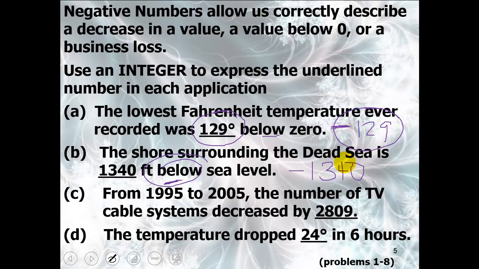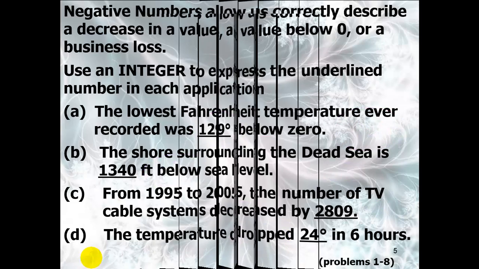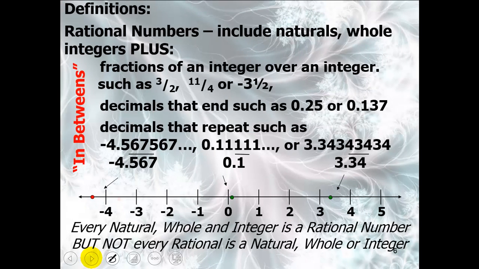All right, welcome back. From 1995 to 2005, the number of TV cable systems decreased by 2,809. Decreased by, that's a negative number, 2,809. Example D, the temperature dropped, went down, went in the negative direction, 24 degrees in 6 hours. This is negative 24. That's the integer that describes a drop of 24 degrees in 6 hours. All right.